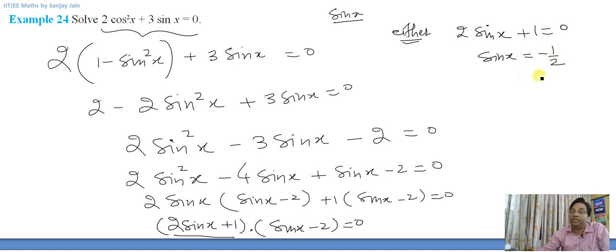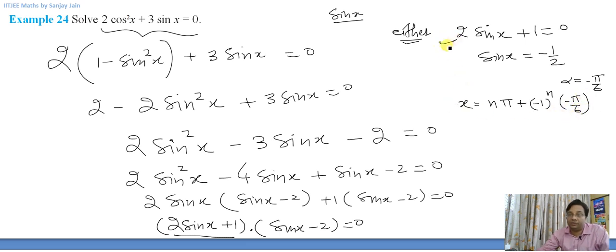So I'll take one of the angles, that is alpha. If I would have got 1 by 2, I would have said in the first quadrant there is an angle pi by 6 where it is 1 by 2. So I'll take minus pi by 6 for minus 1 by 2. So I can say x is equal to n pi plus minus 1 raised to power n alpha, that is minus pi by 6, right? So this is my solution for this equation.